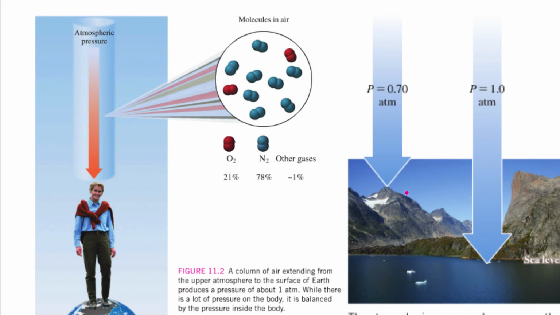If you go way above sea level, because there's less gas pushing down on you, the pressure is going to be less. While if you're below sea level, there's even more gas pushing down on you, so the atmospheric pressure would be larger than 1.0. So notice I introduced one unit already of pressure, atmospheres.